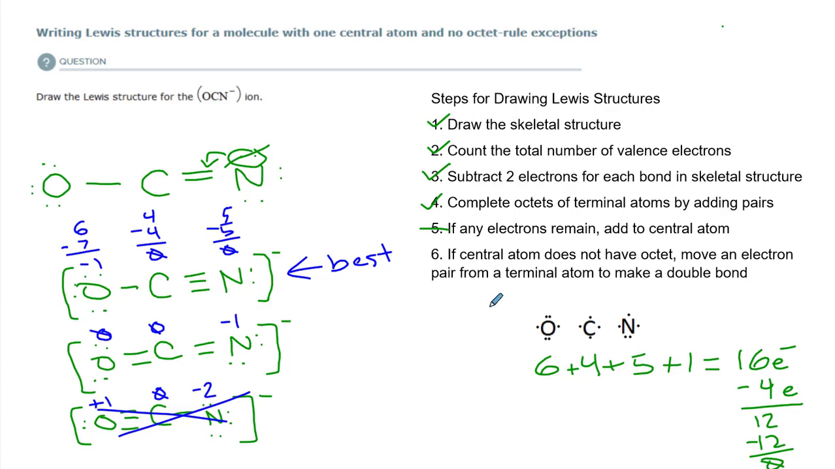So that is how to draw a Lewis structure of a polyatomic ion, using double bonds to make sure that you satisfy the octet of the central atom, and then using formal charges to determine between multiple possible structures which one is going to be our best structure.